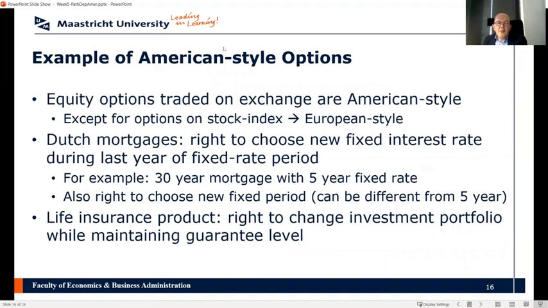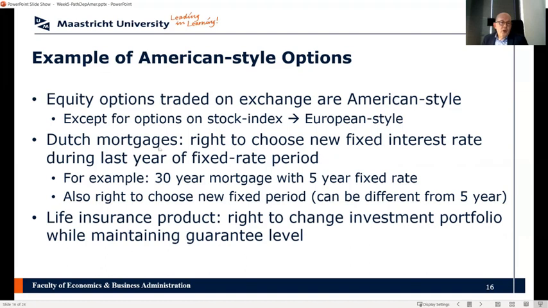So what are examples of American style options? These are widely used in the real world. If we look at stock options on individual stocks, like individual companies like Philips or ING, equity options on individual stocks traded on the exchange are always American style options, except for options on the index, because options on the index are European style.